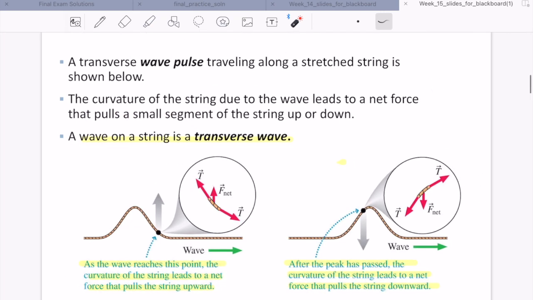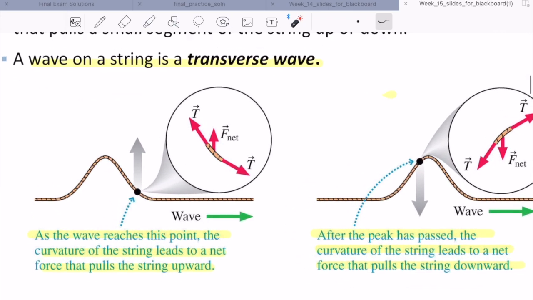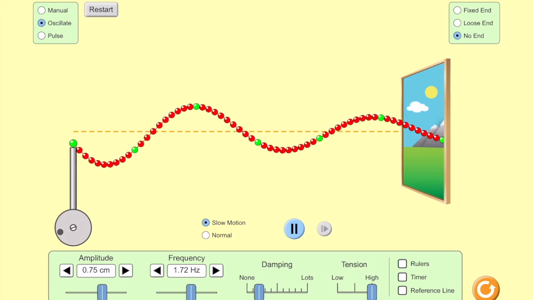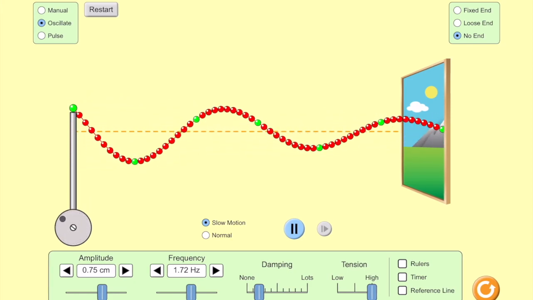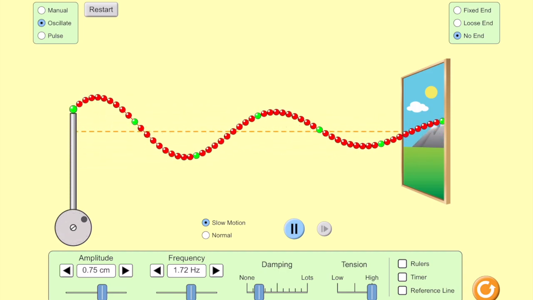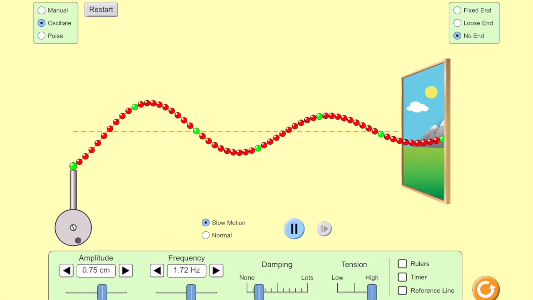And then this is an example of what goes on with each wave pulse. It says the curvature of the string due to the wave leads to a net force that pulls a small segment of the string up or down, right? So if I flick that string like that, where I have this peak here, as that wave propagates, what do you see? The peak moves throughout, right? If I go back to that animation, you see the peak moving throughout. As that peak moves, it brings up the other particle next to it upwards.